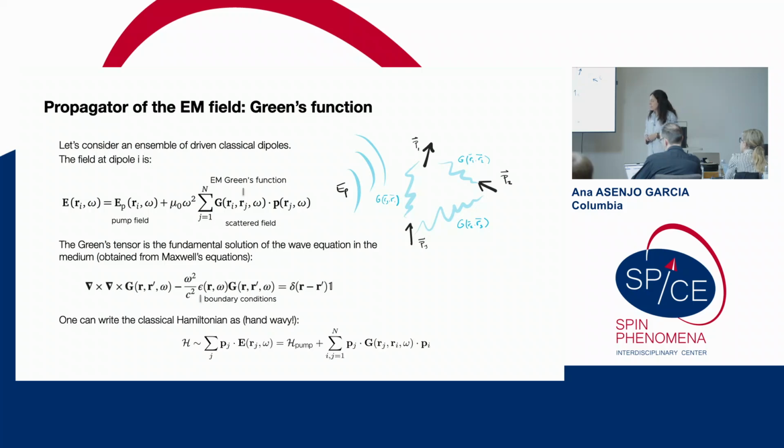So it's very tempting to say, well, if now you have a collection of classical dipoles, I can write the Hamiltonian as the dipole times the field. And then, plugging this in directly and doing some brutal approximations that are not correct, the Hamiltonian looks like the dipole of particle J, the dipole of particle I, times the propagator between I and J.